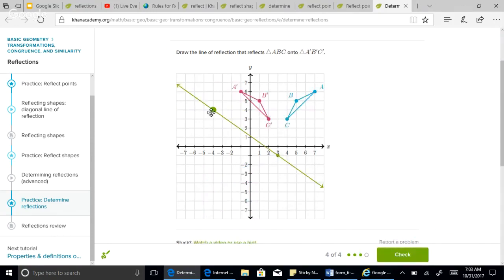And then here again, going to switch it to x equals 3. 1 to the right is C, 1 to the left is C prime. And once you get the hang of this, you can just check one point, just check that they're equidistant, and then you're good to go.